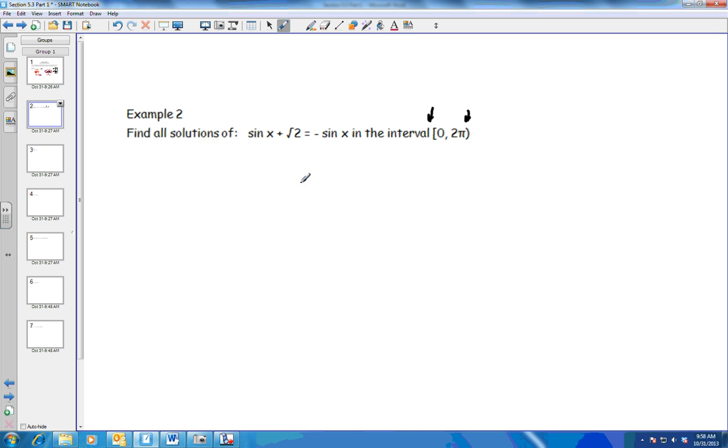Okay, so the first thing we want to do in this problem, I want my sine x's all on one side, everything else over on the other side. Okay, so let's move this sine x over with this one. So I'm going to add sine x to both sides. So I have sine x plus sine x. That gives me 2 sine x's plus the square root of 2 equals 0. Okay, I need to subtract the square root of 2 from both sides because I want sine x all by itself.